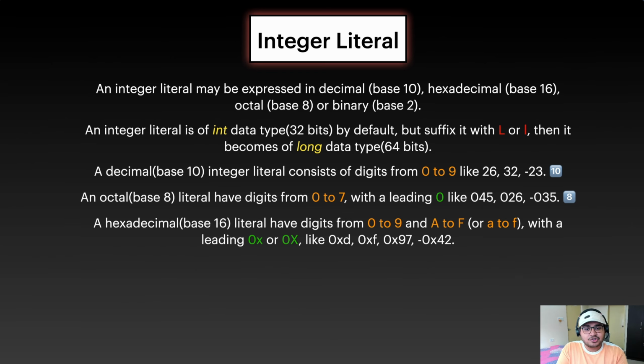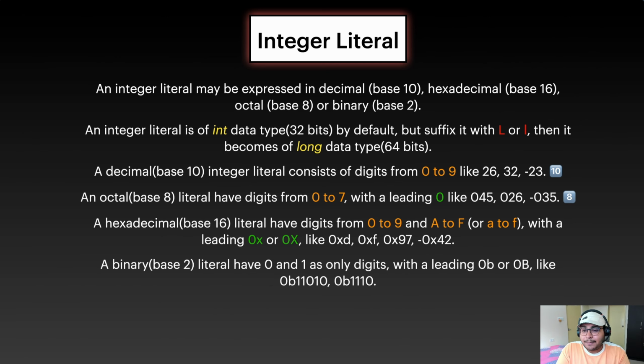A hexadecimal integer literal comprises of 16 digits, that is from 0 to 9 and A to F. And to represent them in Java, prefix the number with 0x. A binary integer literal comprises of 2 digits, that is 0 and 1, and to represent them in Java, prefix with 0b.